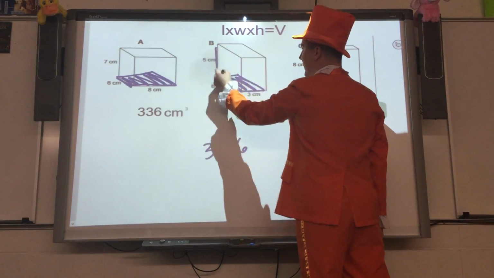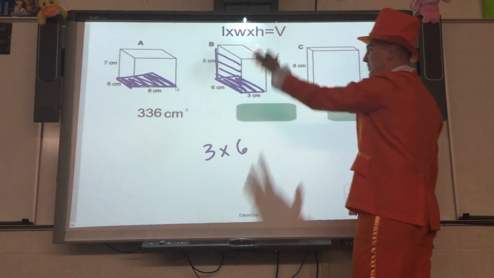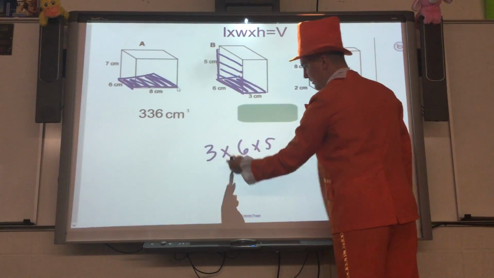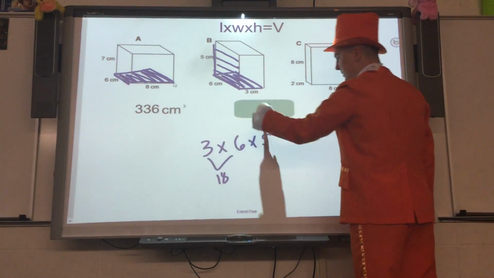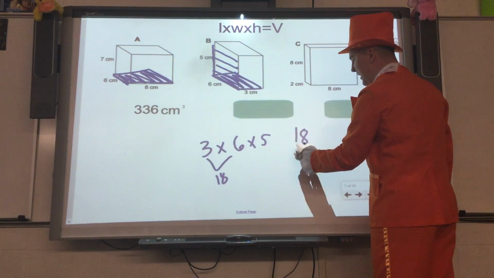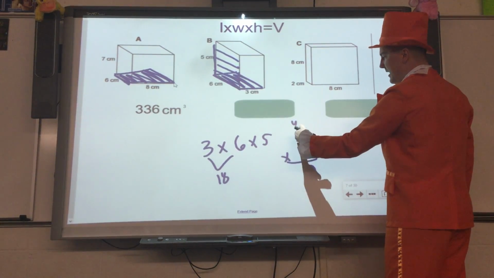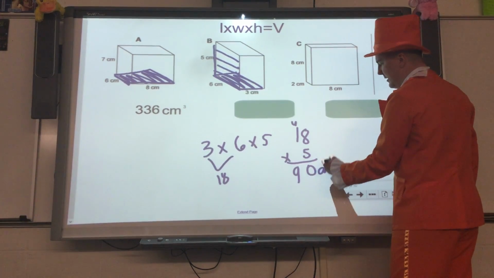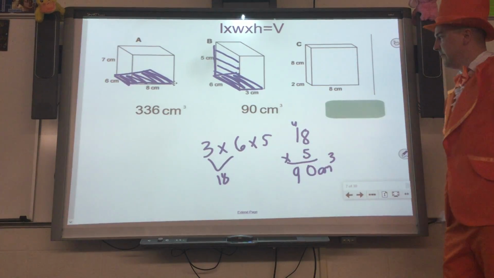Now there are 5 layers, and if you want to think that like yesterday we had here 1, 2, 3, 4, 5 levels of it, well, that's 5 levels of 18. Well, 18's right here, times 5. Length times width times height. 18 times 5, I get 90. These are going to be centimeters, and they're cubed. Length, width, height, 90.